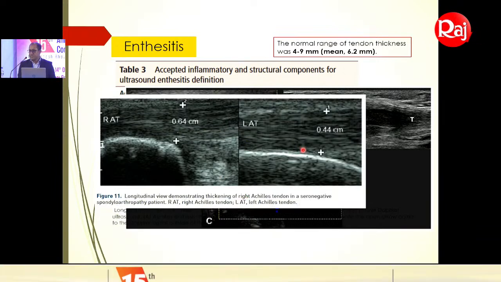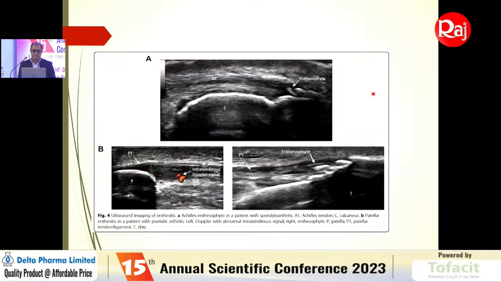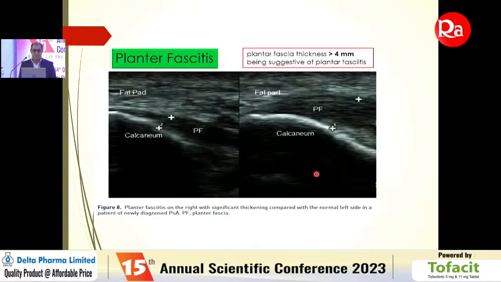There is increased thickness of Achilles tendon. It could be identified by musculoskeletal ultrasonography. If the measurement is more than 6.2 millimeter, we can identify this is a case of Achilles tendinitis. Enthesophyte could be identified by musculoskeletal ultrasonography along with inflammatory pictures. Plantar fasciitis could be identified by musculoskeletal ultrasonography. If the thickness is more than 4 millimeter, then we can tell this is plantar fasciitis.